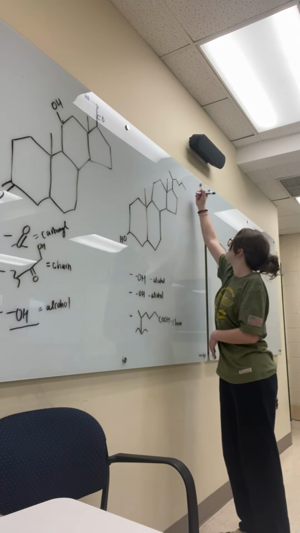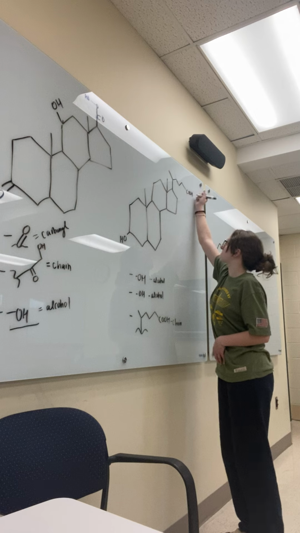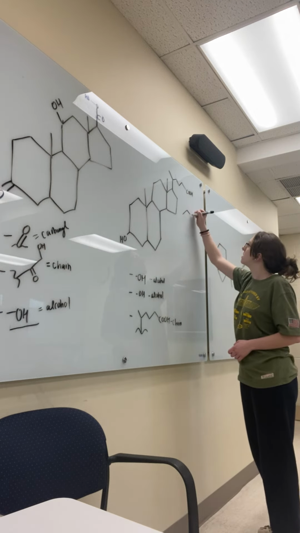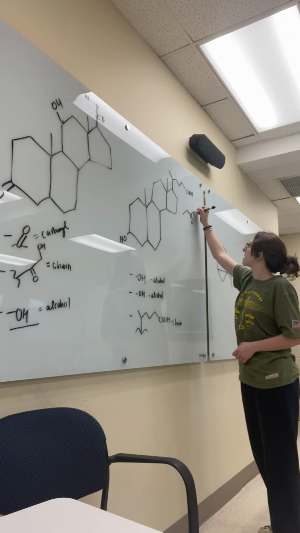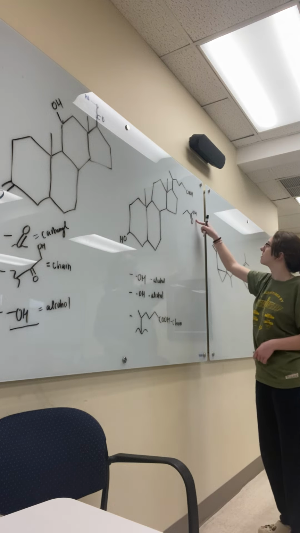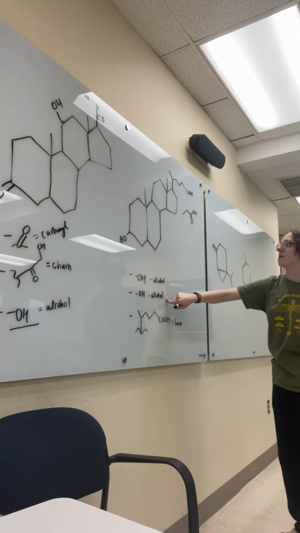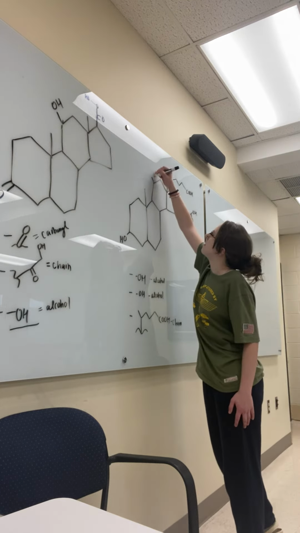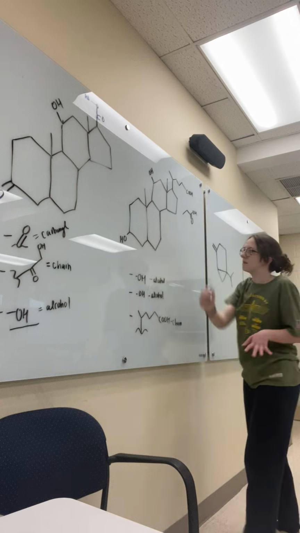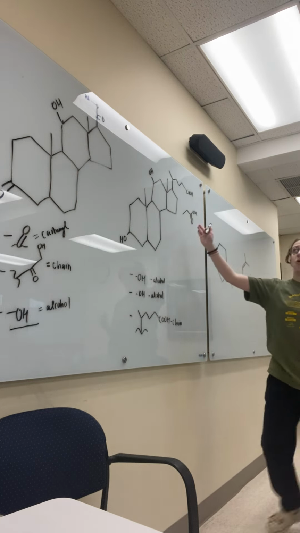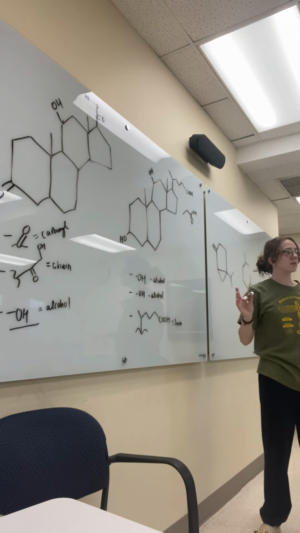And then there's a carboxylic acid on the end. This is what it would look like if I were to draw it out completely. Carboxylic acid on the end. And then there's another alcohol that we have to place somewhere, and that is gonna go on 11. Do you guys have any questions about drawing these steroids and where to put things?